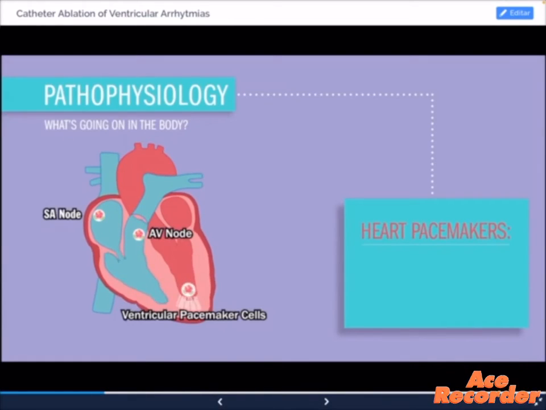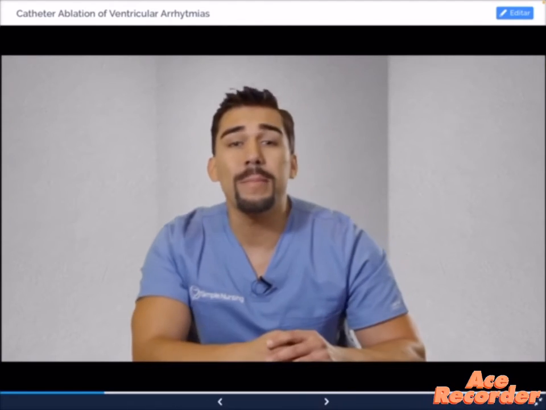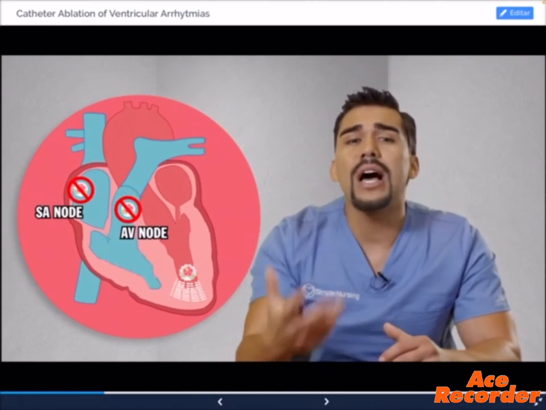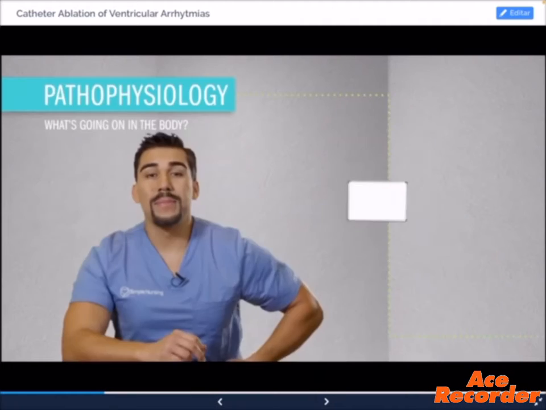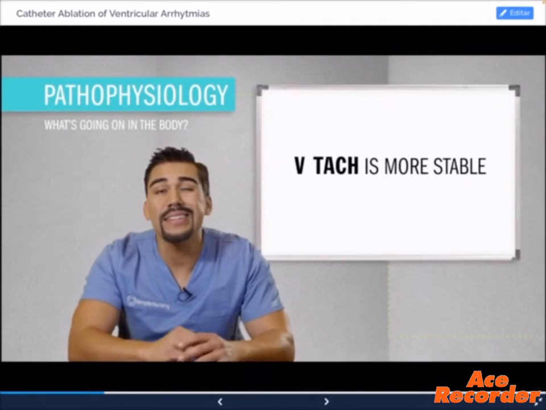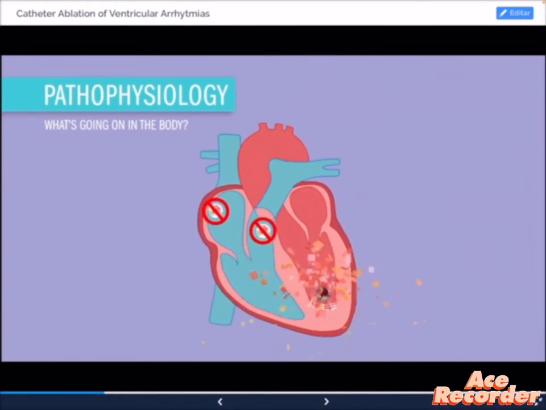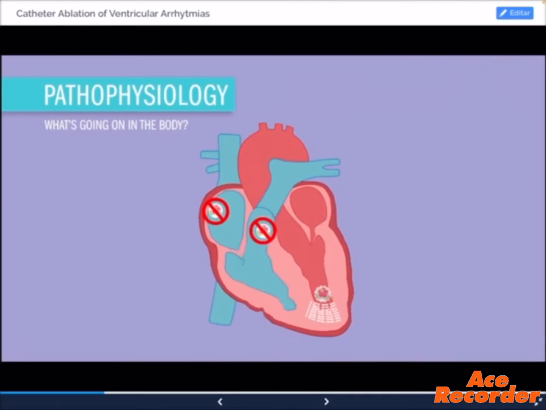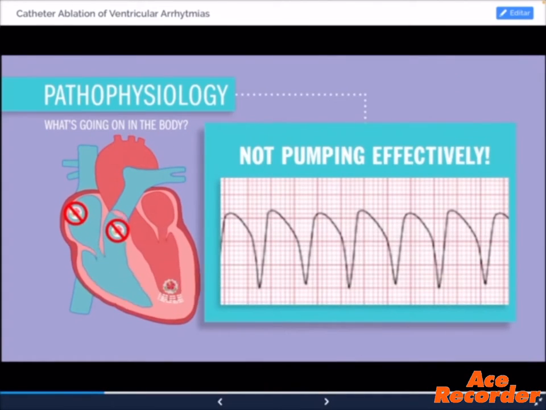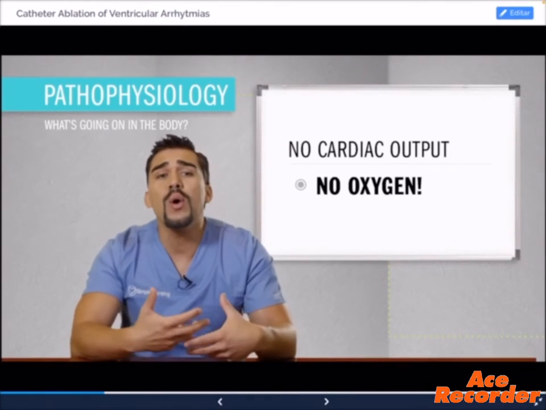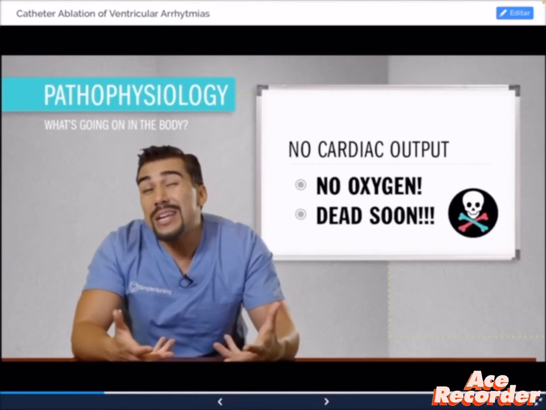So what is really going on in the body here? Well, as you know, the heart has one main pacemaker and two backup pacemakers. In this case, our main pacemaker, the SA node, and our backup pacemaker, the AV node, have lost control. But the difference is that VTach is a little bit more controlled than VFib. But guys, either way, the ventricular pacemaker cells are having a party. They're causing a ruckus and they're pretty much acting a fool and not pumping effectively, leading to no cardiac output, basically no oxygen to the body, and your patient is going to be dead soon.